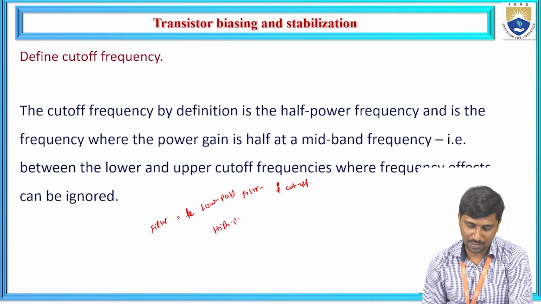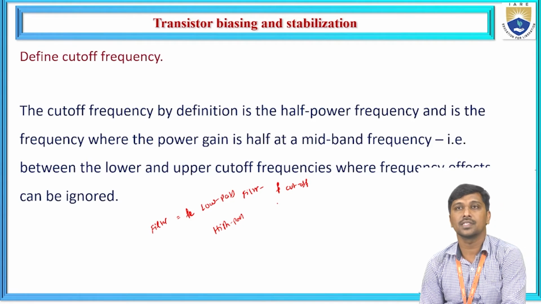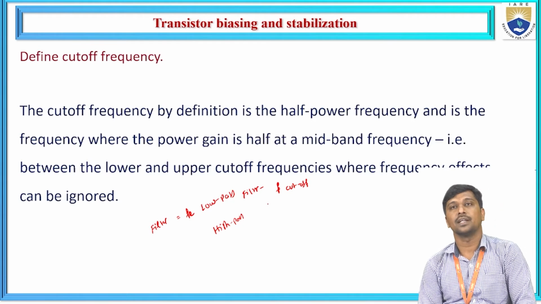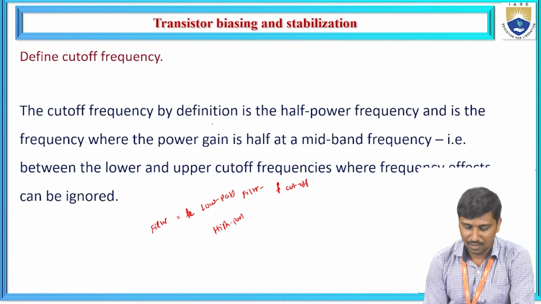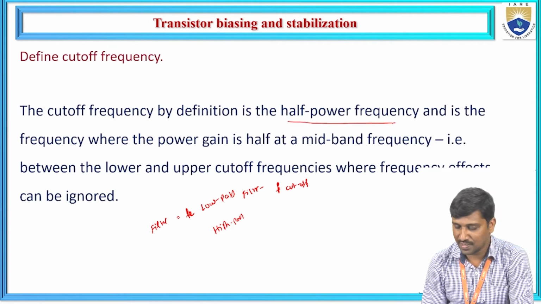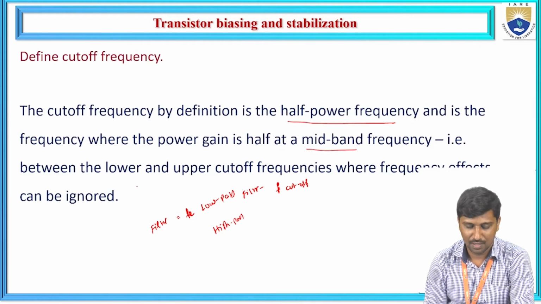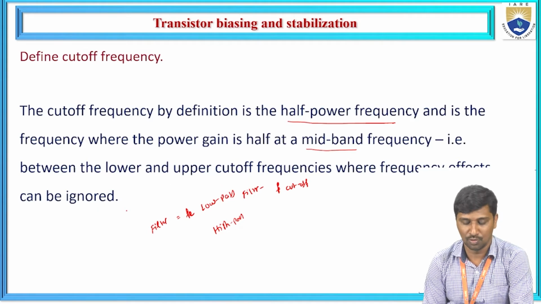Similarly, if you are taking a high pass filter, below this cutoff frequency the signals are attenuated, and above this cutoff frequency they are passed. So that is the reason. Here, the cutoff frequency is a half-power frequency, a frequency where the power gain is half of that at the mid-band frequency, that is between the lower and upper cutoff frequencies.